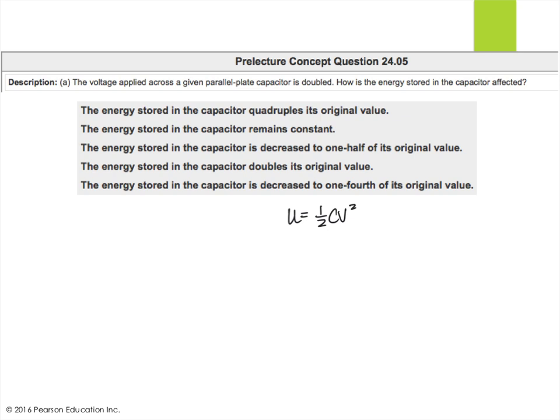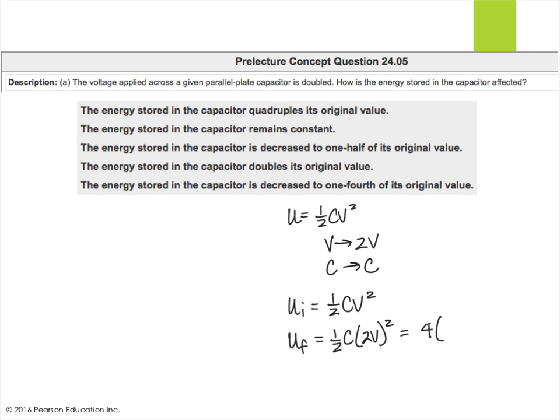Okay, so we put more. The voltage is going to go to twice the voltage, but we have to ask ourselves, was the capacitance changing? We don't see anything about changing the geometry of the capacitor, so that's not going to change. So U initial is just using the original values, but our new value of energy is 1/2 C, but I'm going to take twice the voltage and square it, so I'm going to get 4 times 1/2 CV squared. So what we've seen is that the energy actually increased by a factor of 4.